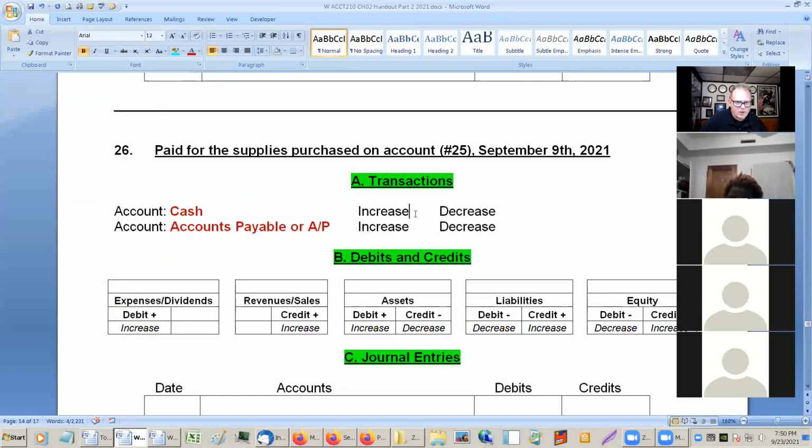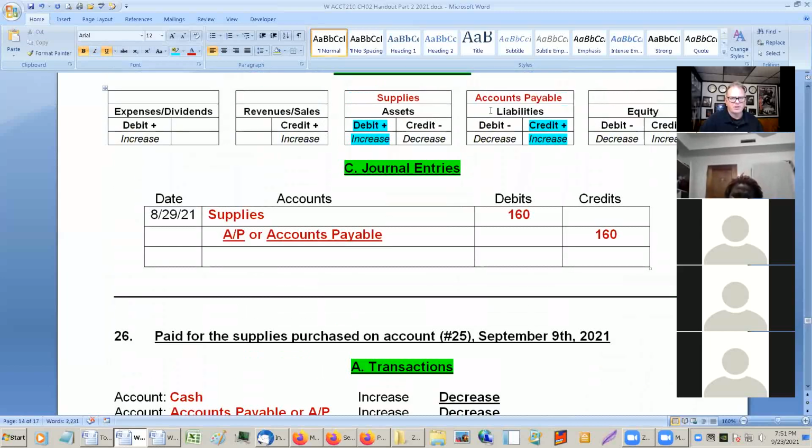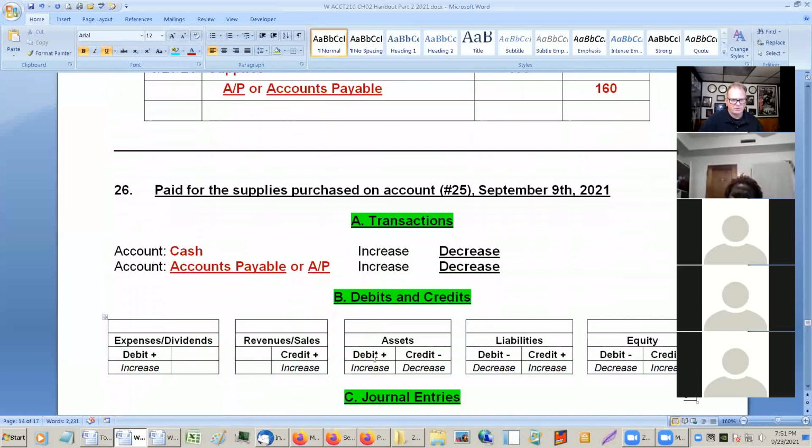So cash is going down. So what's happening to our accounts payable? Do we owe more or less? Actually, they're going to go down. We owe less now. You paid, right? We used to owe them 160. Now we don't, right? So the accounts payable is going to go down.